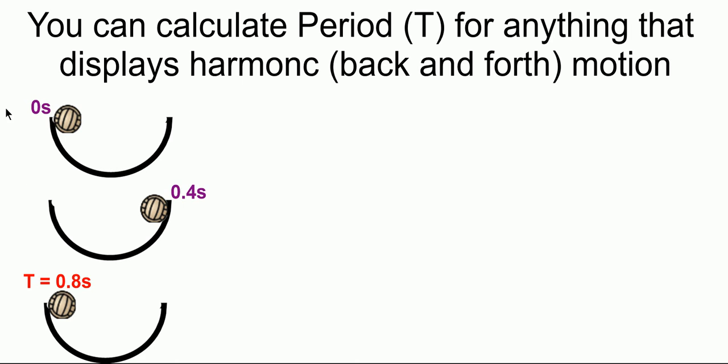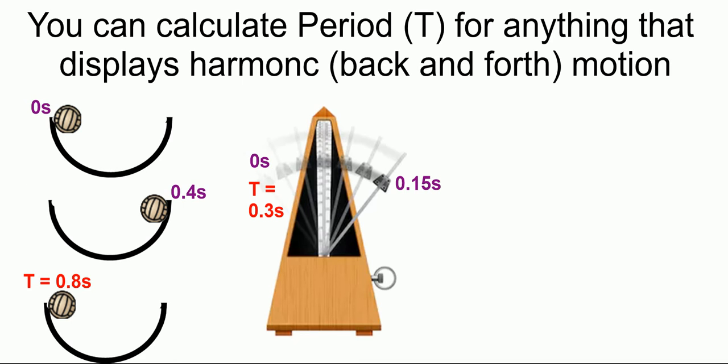That's the period. This thing here is called a metronome. When I was taking piano lessons as a kid, we put one of these on the piano to tell us how fast to go, and this thing goes back and forth here. Let's say it starts at 0, goes over here in 0.15 seconds, and comes back here in 0.3 seconds. One back and forth trip. Our period T is 0.3 seconds.